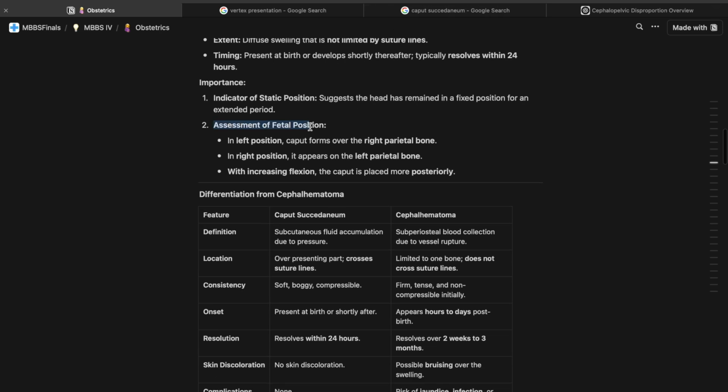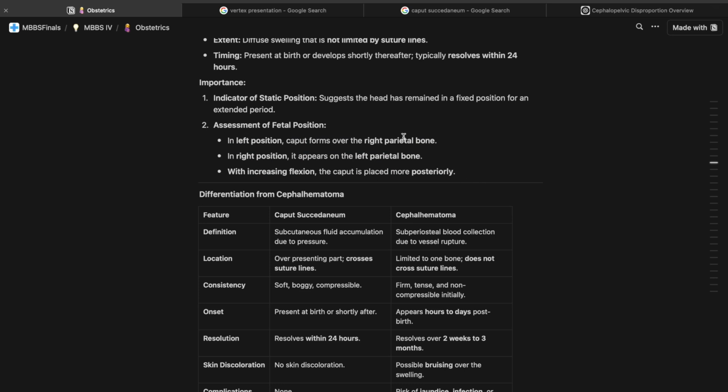So, assessment of fetal position: in the left position, caput forms over the right parietal bone. In the right position, it is over the left parietal bone. With increasing flexion, the caput is more posterior. So as you can imagine, occipito-posterior, occiput being in the posterior section. It is hard to imagine actually, but these are the key principles.